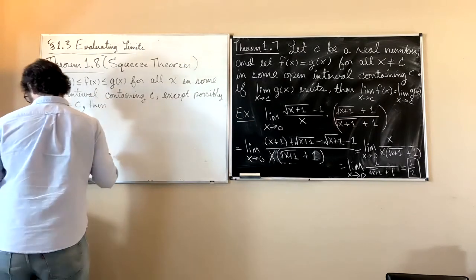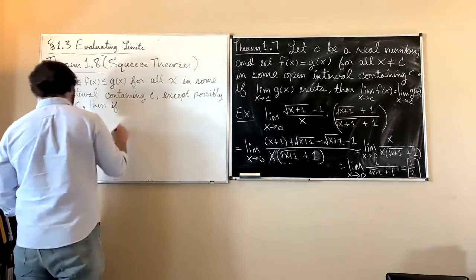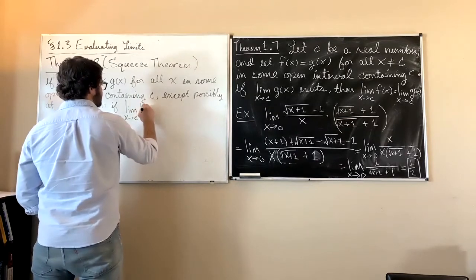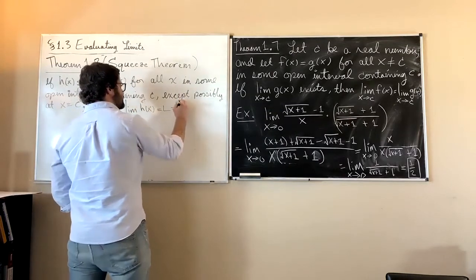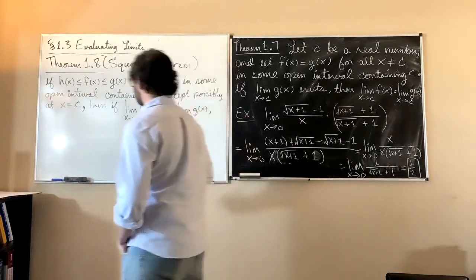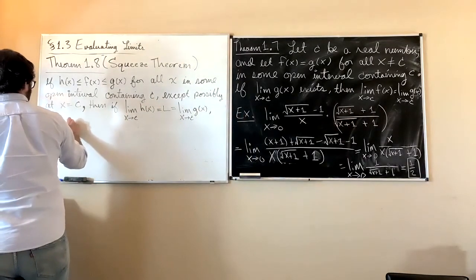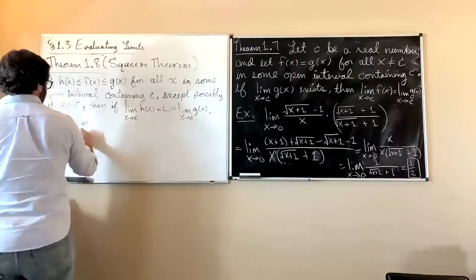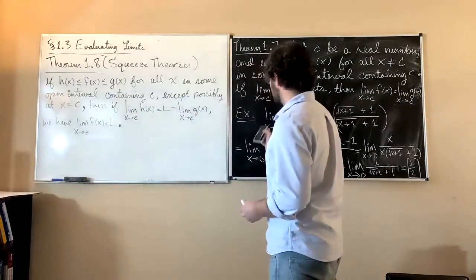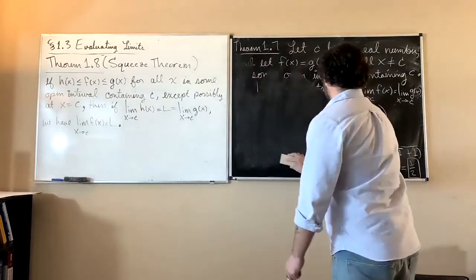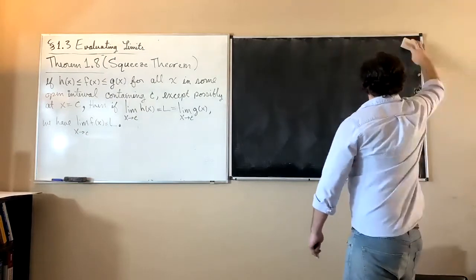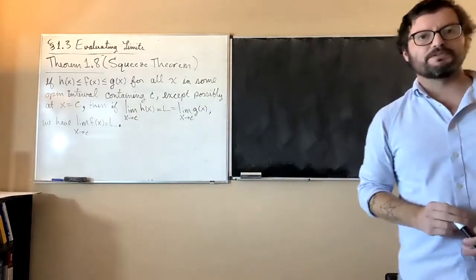Then if the limit as x approaches C of h of x equals L, which is equal to the limit as x approaches C of g of x, we have the limit as x approaches C of f of x equals L. This is called the squeeze theorem.